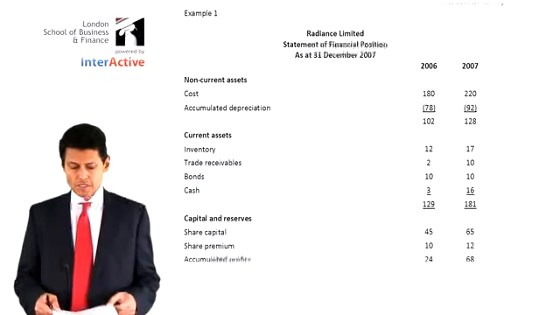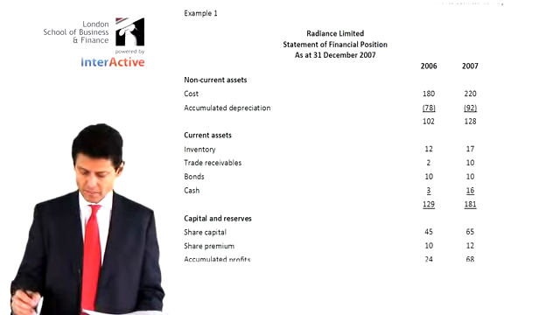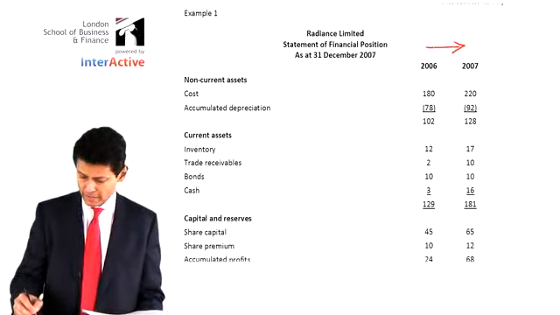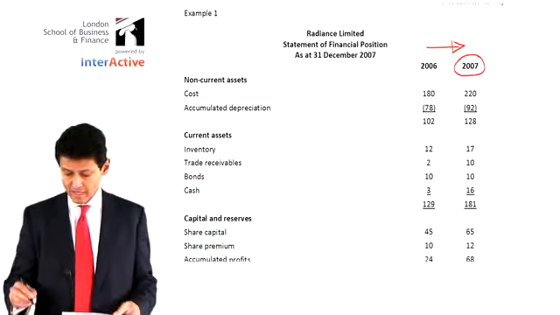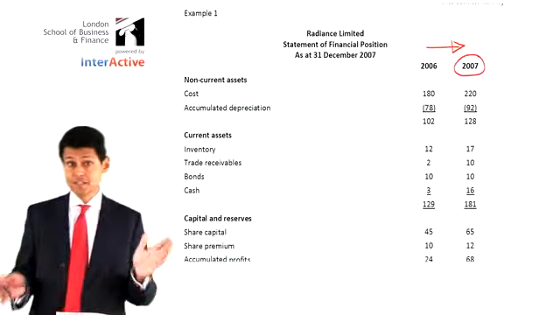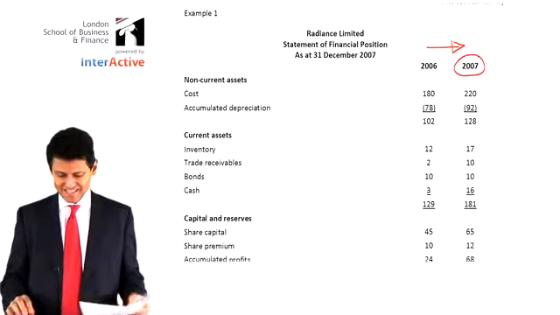So, may I invite you please to turn the page to the big question there called Radiance. Radiance Limited, a huge question. Notice the direction in which we are going. We're producing the cash flow statement for the year 2007, which means the change between 2006 and 2007 is what we're after. So, what does it say?